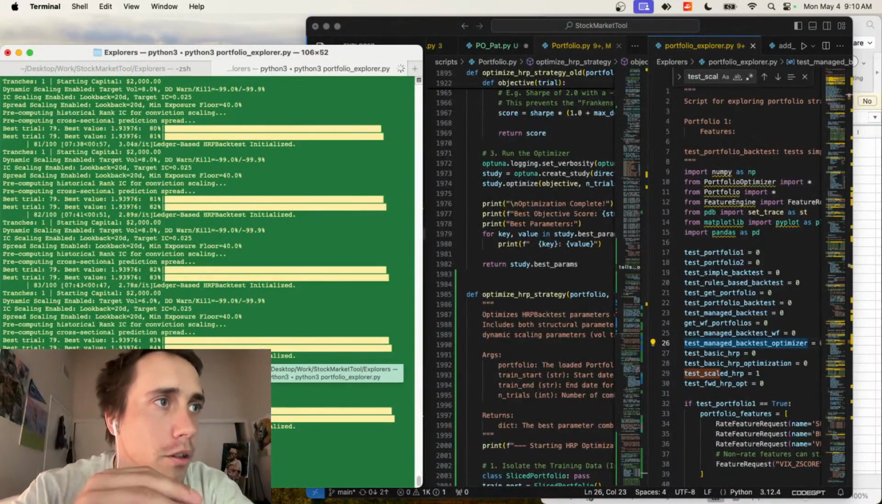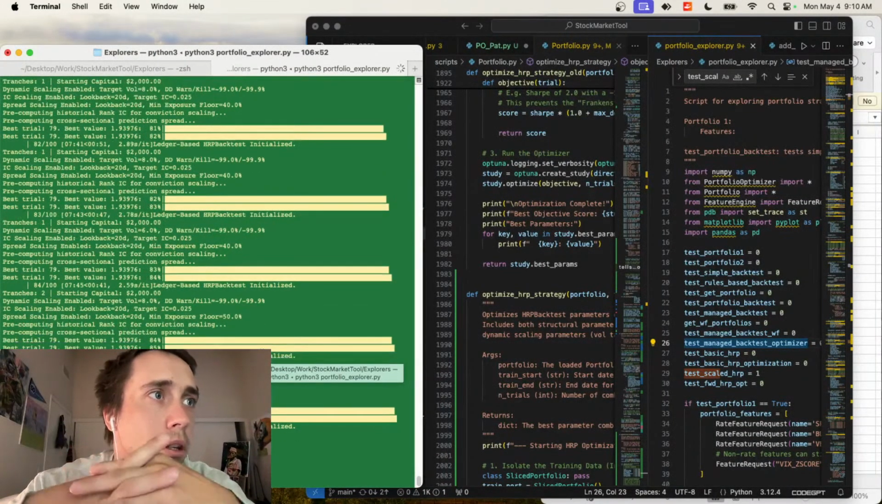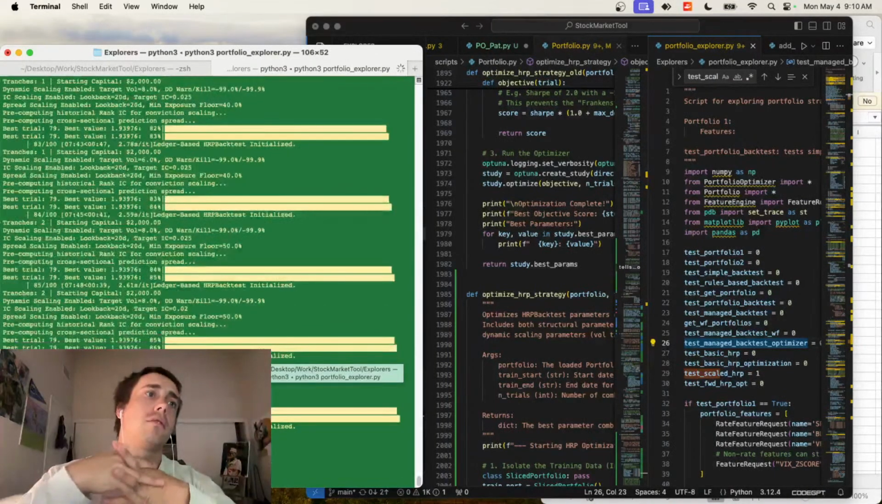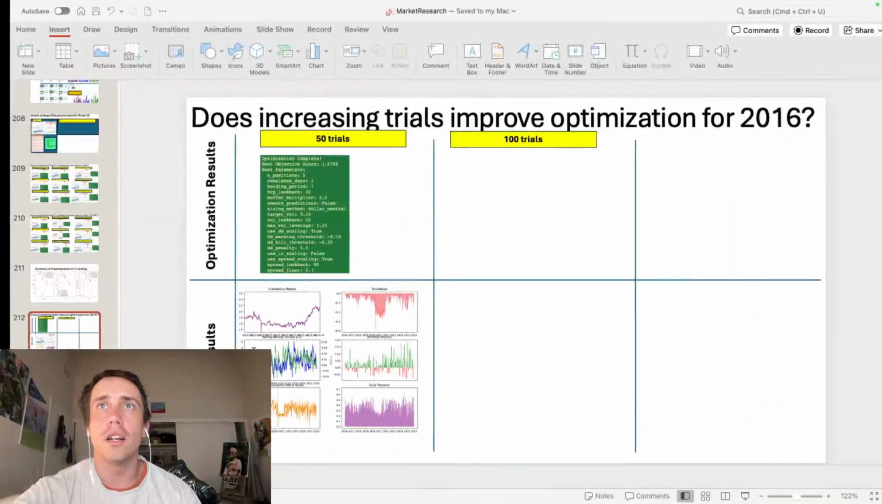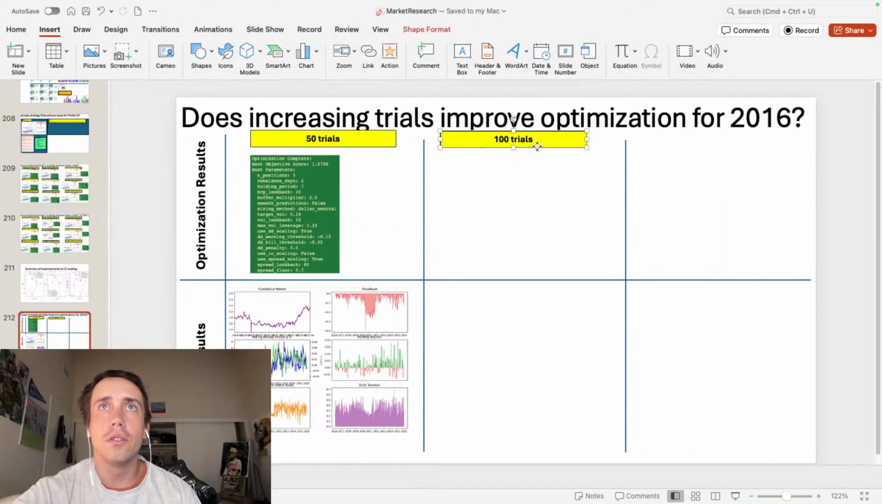How are we doing on 100 trials? Best value 1.93. So 100 trials did certainly seem to improve things. So let's try 200 trials.